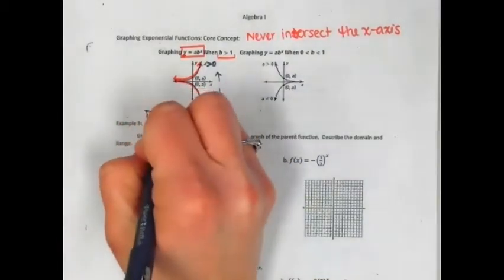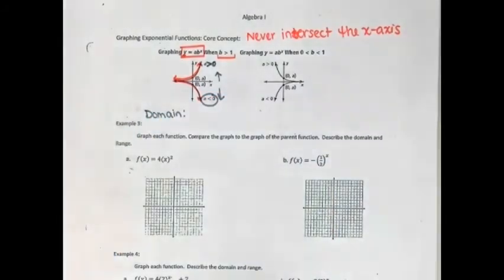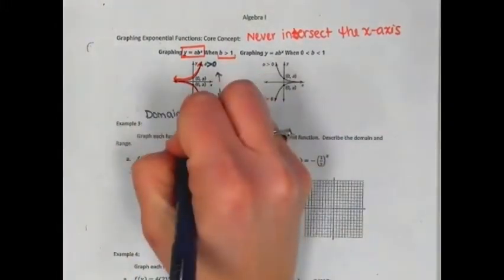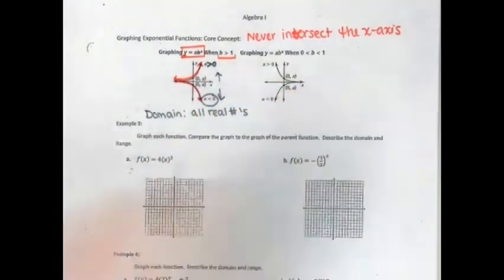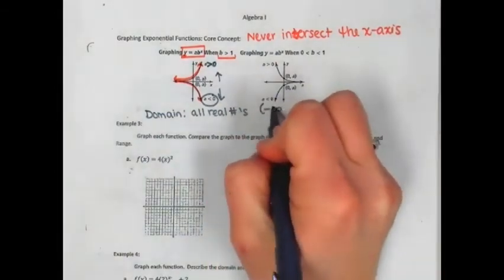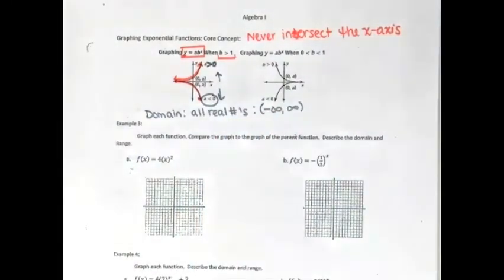So what's domain again? We talked about domain before. What's domain? It's the x values. I could plug in any value for x, couldn't I? Yes. So my domain is going to be all real numbers. You can also write it from negative infinity to positive infinity. This means the exact same thing, either writing all real numbers or negative infinity to positive infinity.